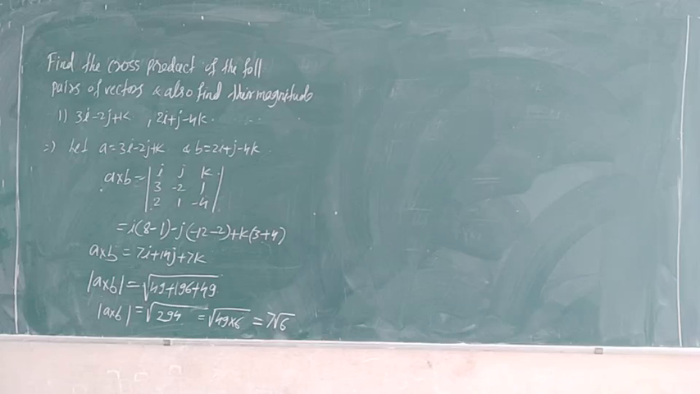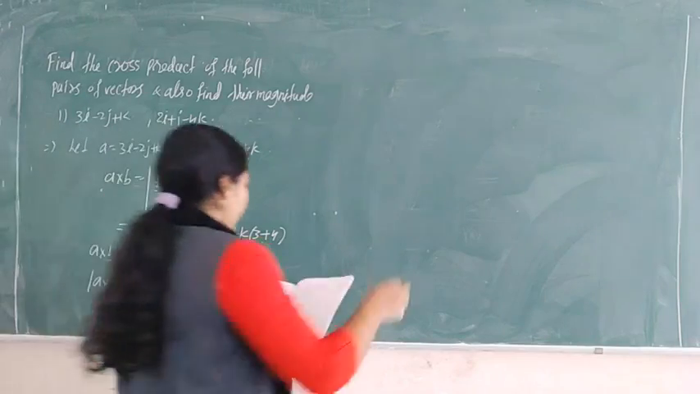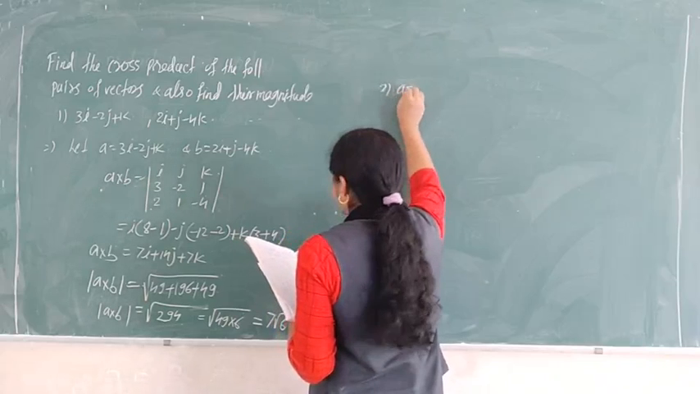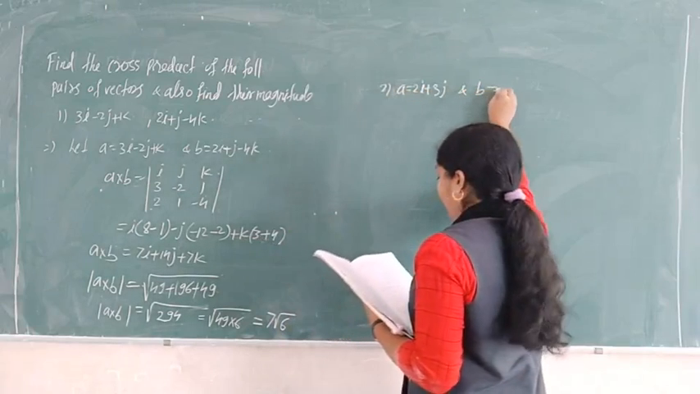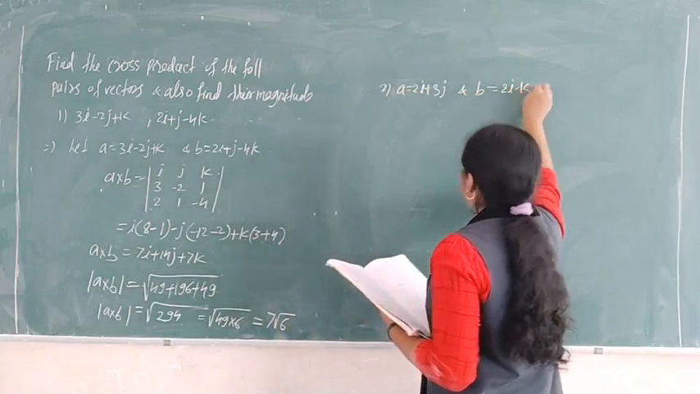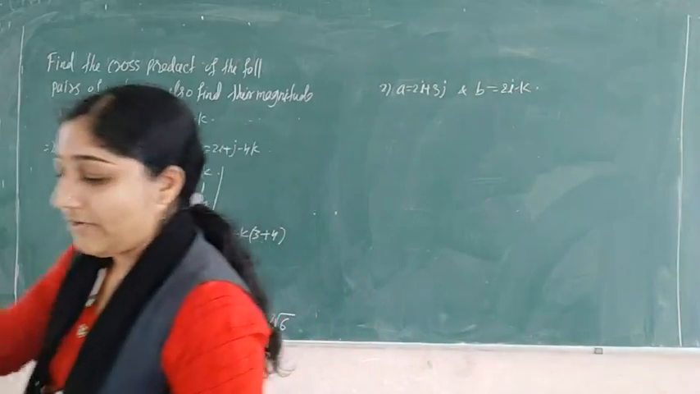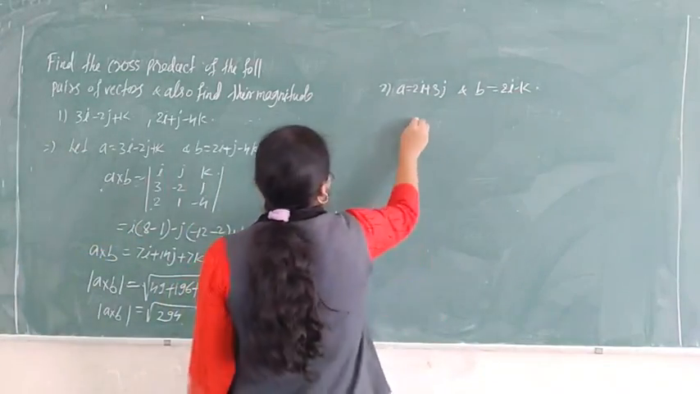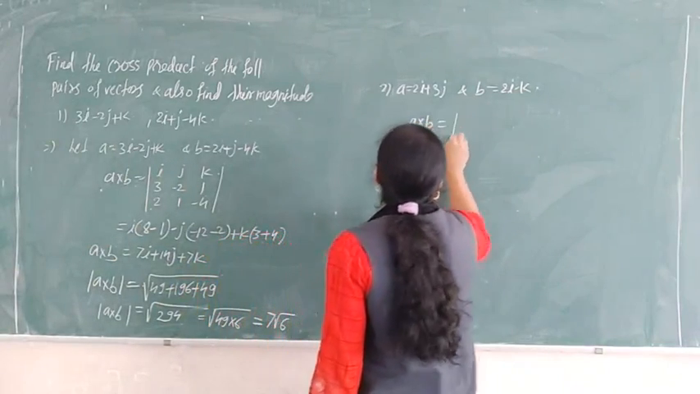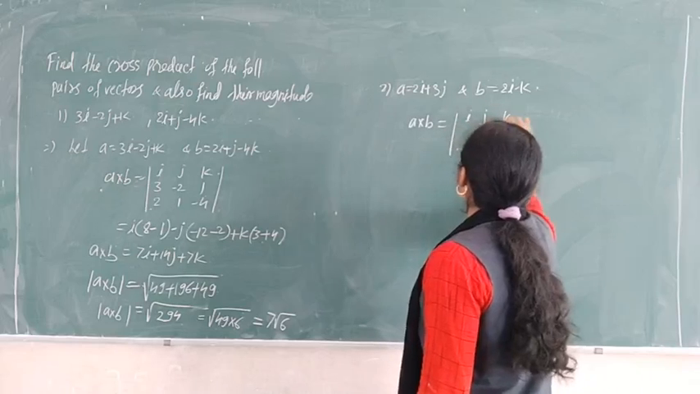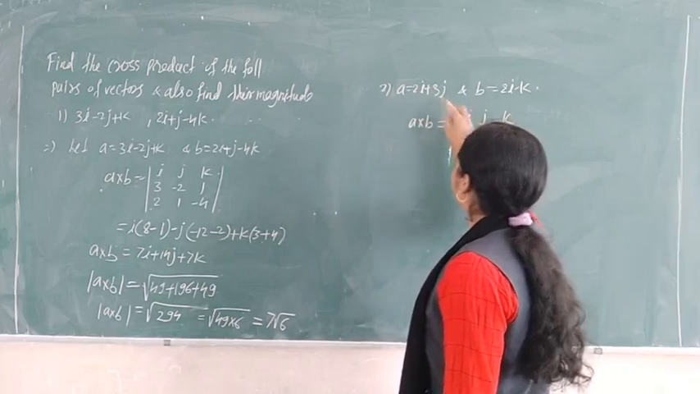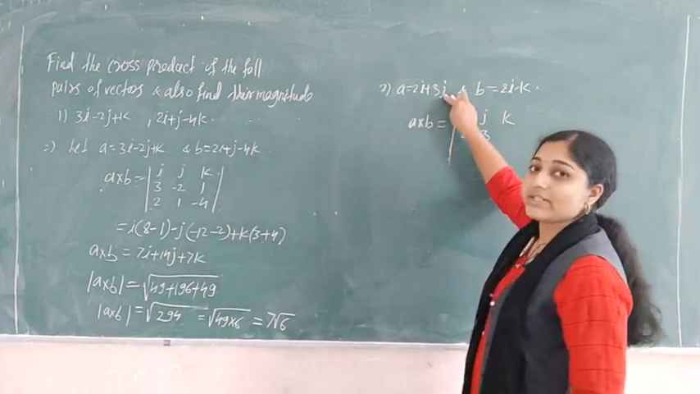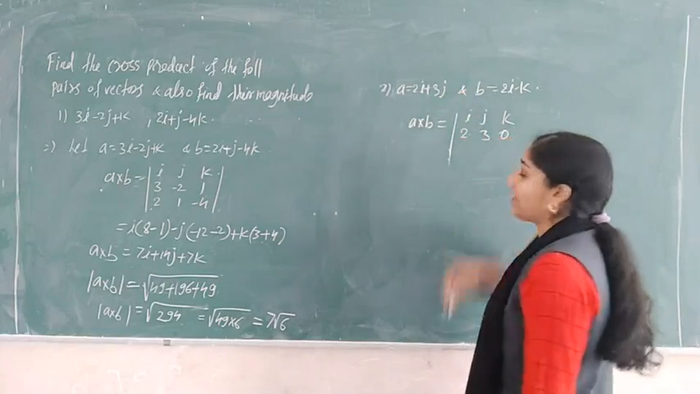Okay. Similarly, we are having the next example, same question. Second one, vector A is equal to 2i plus 3j and vector B is equal to 2i minus k. So again, first we can find A cross B. So I, J, K. Now if you see your first equation, what is the coefficient of I? 2. Coefficient of J, 3. Here the k term is absent, so we can denote it by 0.